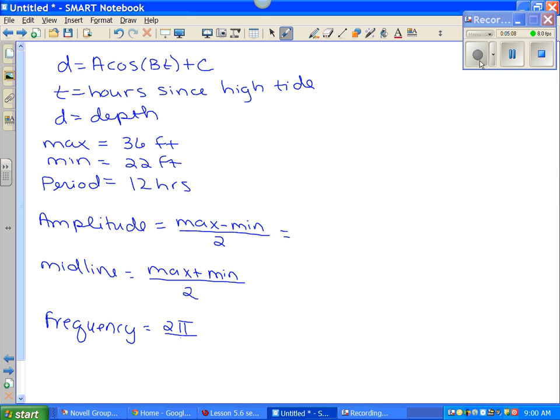Yeah, 2 pi over b. The b is my frequency, right? I know what the period equals. Period equals 12. So I can find frequency from that. So I want you to take a few minutes, and I want you to find those 3 things. Okay?